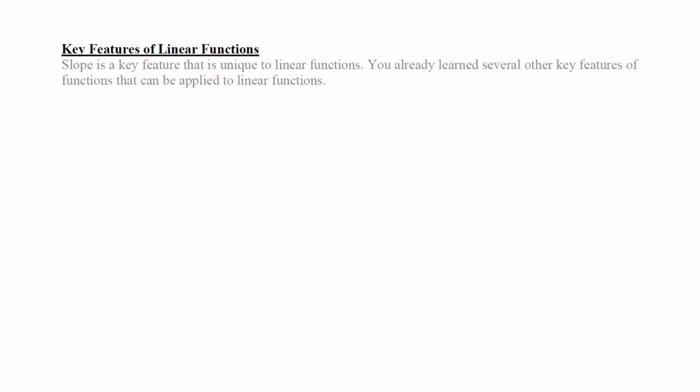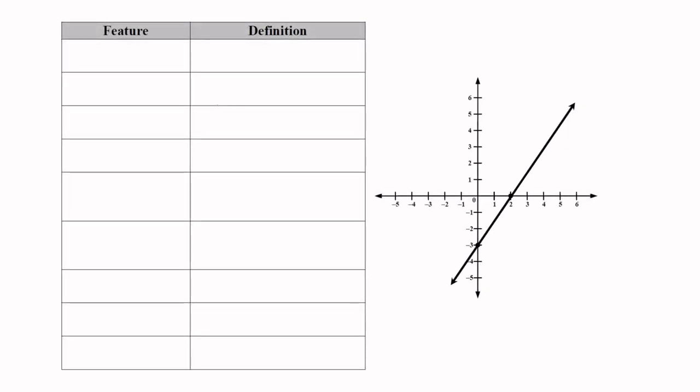In the last unit, we talked about key features of functions. Now we're going to specifically talk about key features of linear functions. Slope is a key feature that is unique to linear functions. You already learned several other key features of functions that can be applied to linear functions. So let's go through the list of them.